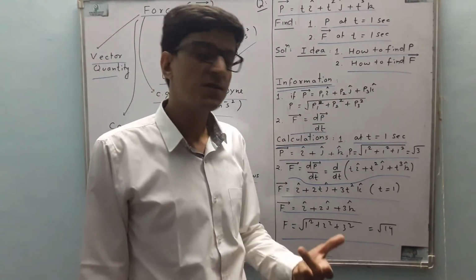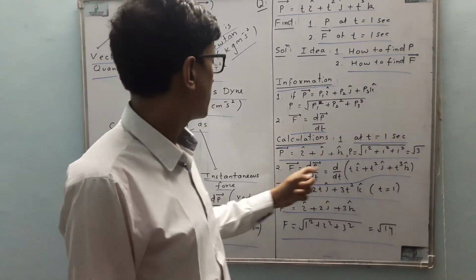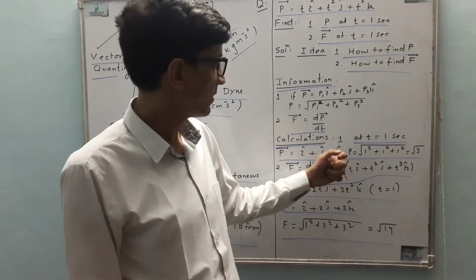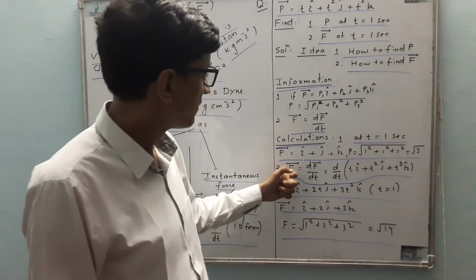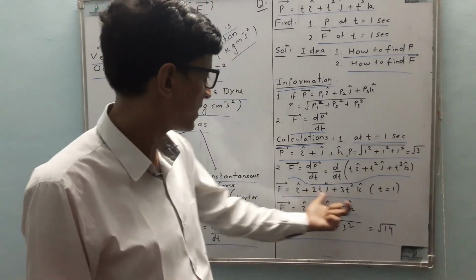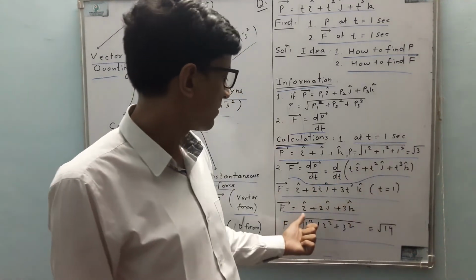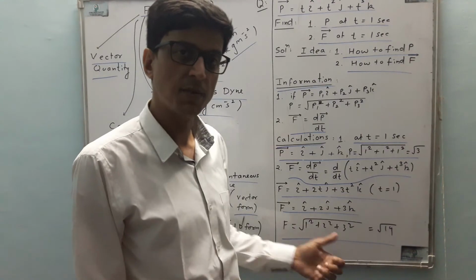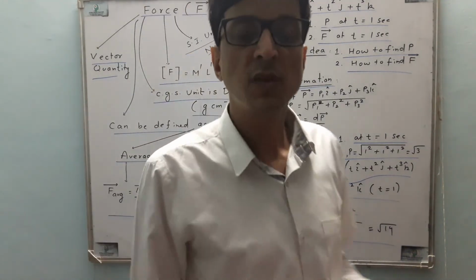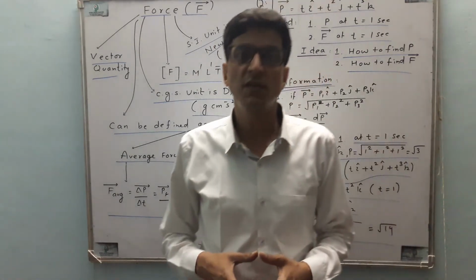Now come to the calculations. At t is equal to 1 second, vector P will be i cap plus j cap plus k cap. So the magnitude will be root 3, and F is dP by dt, which is d by dt of this expression. You just differentiate it, we get this. At t is equal to 1, force will be i cap plus 2j cap plus 3k cap. If you need to find the magnitude, just square the terms and you get root 14. So in this way you can solve your questions effectively.